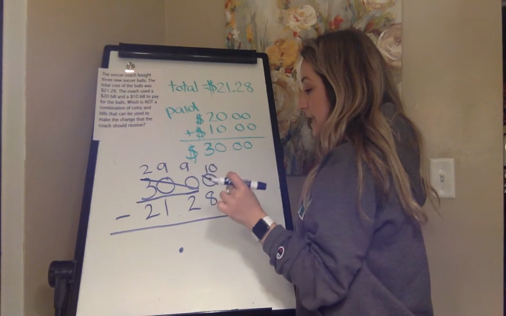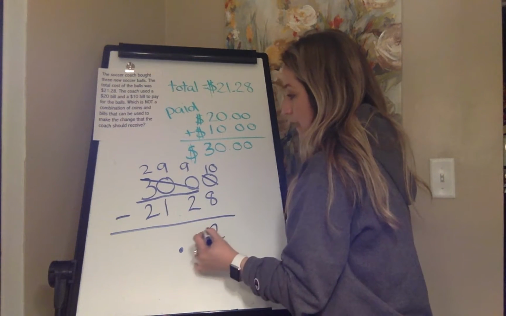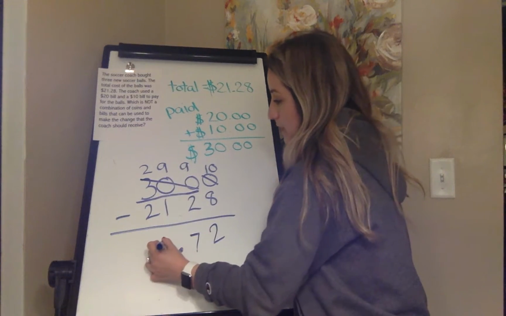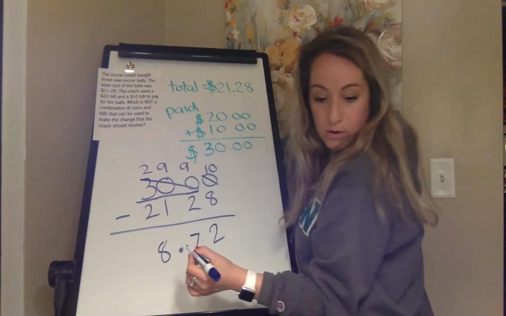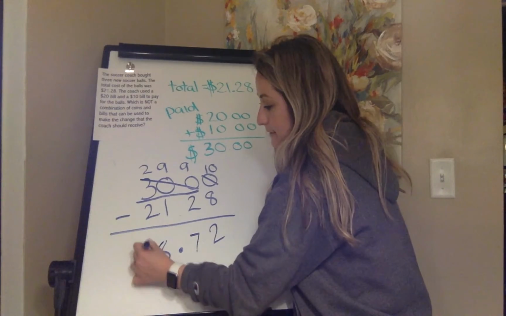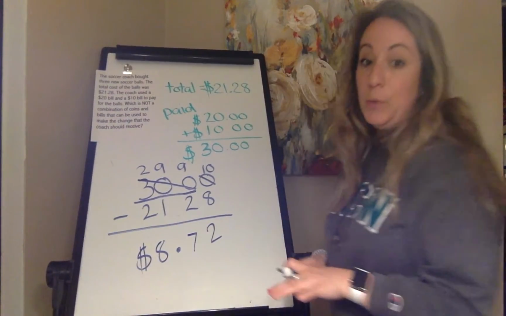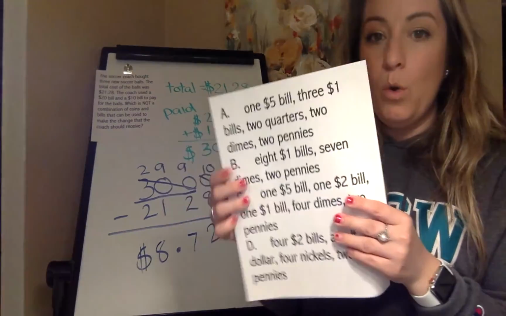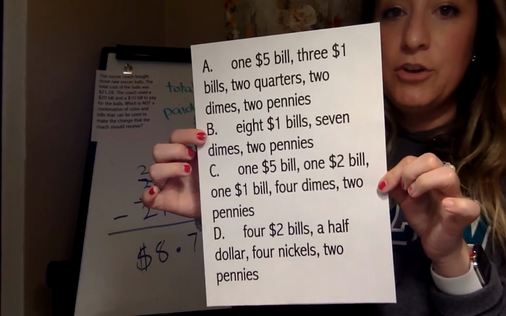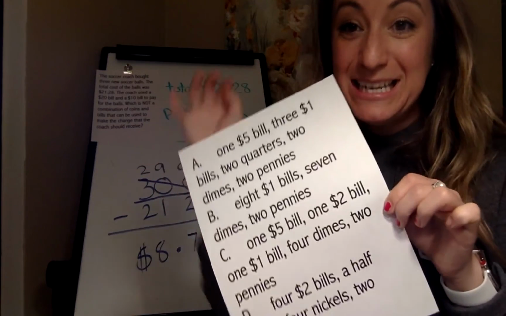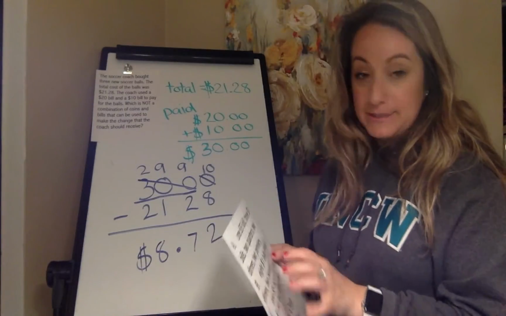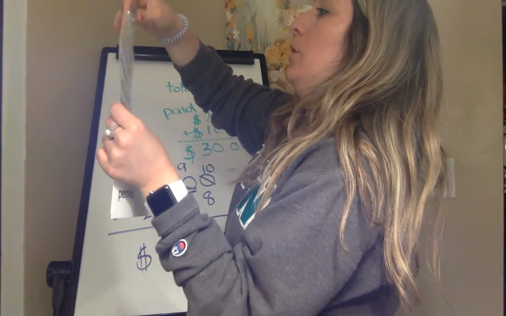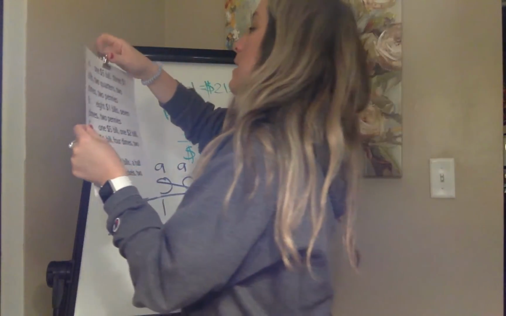10 minus 8 is 2. 9 minus 2 is 7. 9 minus 1 is 8. And we are left with $8.72, okay? So now what we have to do is look at all of these combinations and figure out which one does not equal $8.72. So I'm going to clip this up here, and we're going to work through these.